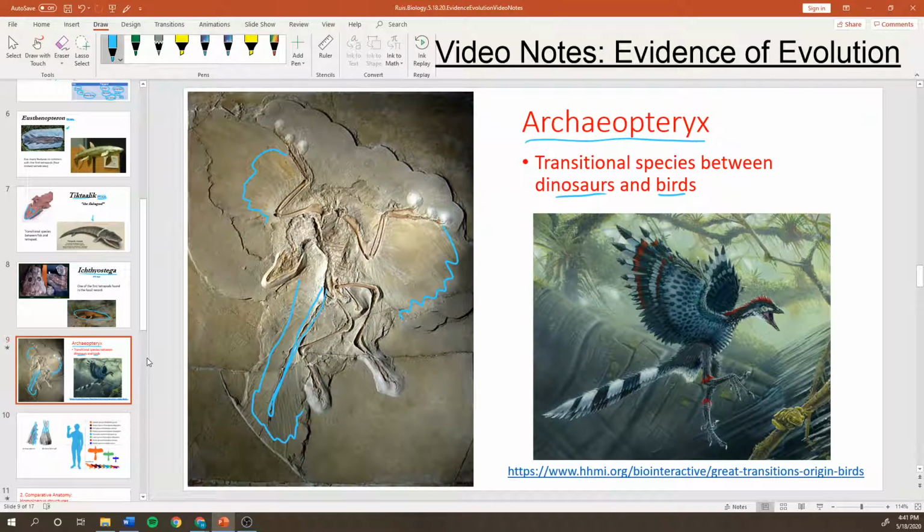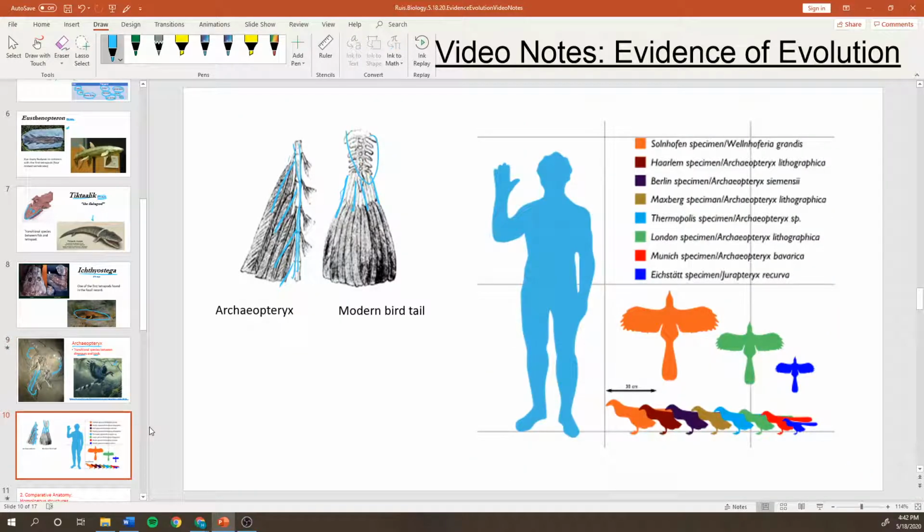Now, I just like to point out this rendering, this artist's rendering of what this thing might have looked like based on the fossils, which people are actually pretty good at, and it looks super fierce and scary. And then you look at something like this and you see, oh, these are a bunch of different species of Archaeopteryx, and they're all like little chickens. So, not that terrifying.